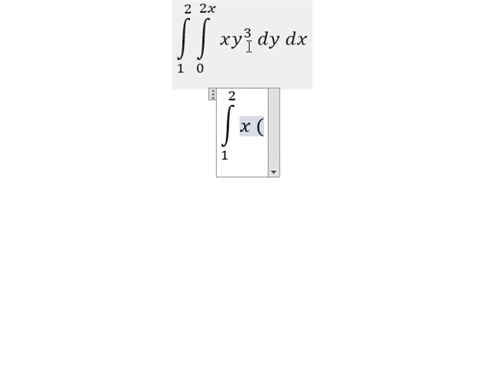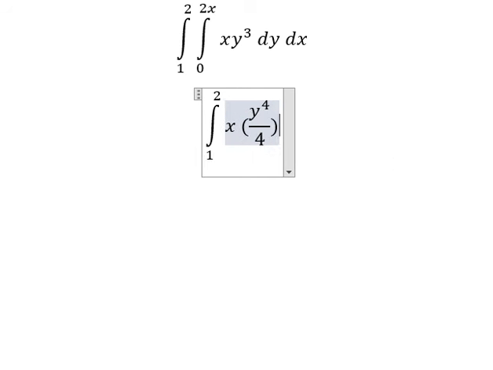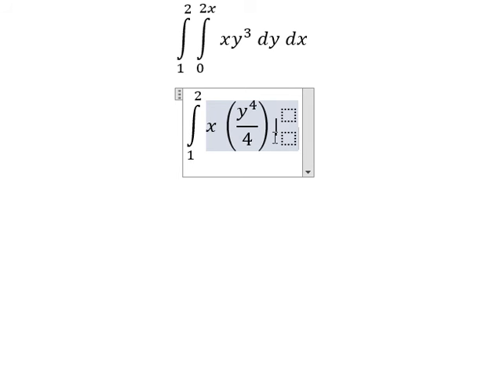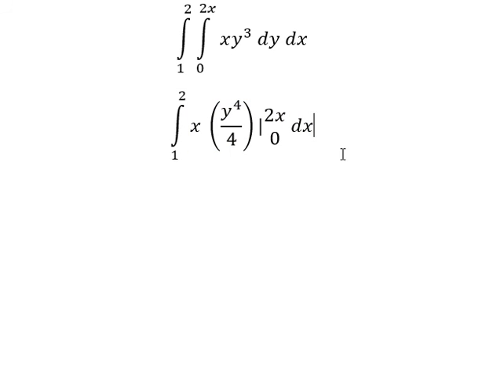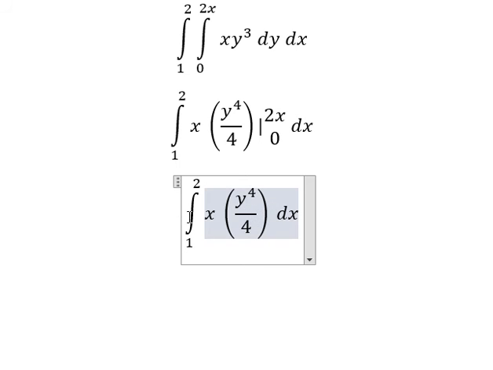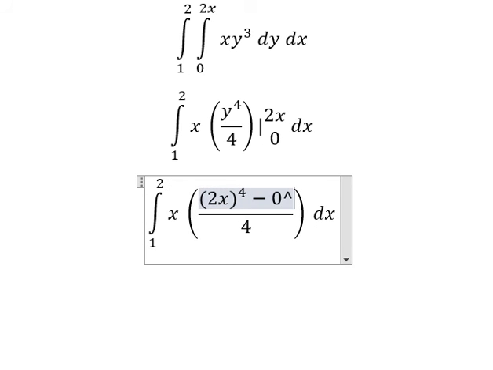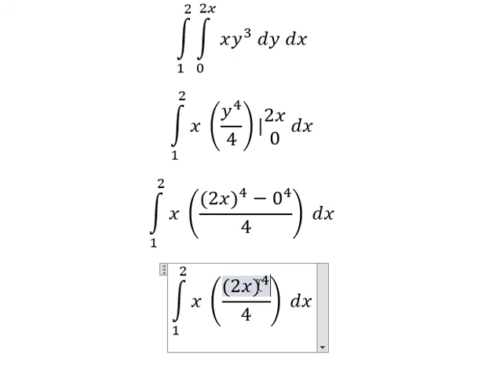The integration of y to the power of 3, we have y to the power of 4 over 4. And then we put the bounds from 0 to 2s. Next, I will put 2s in here, number 0 in here. Now if we simplify, we get it like this.